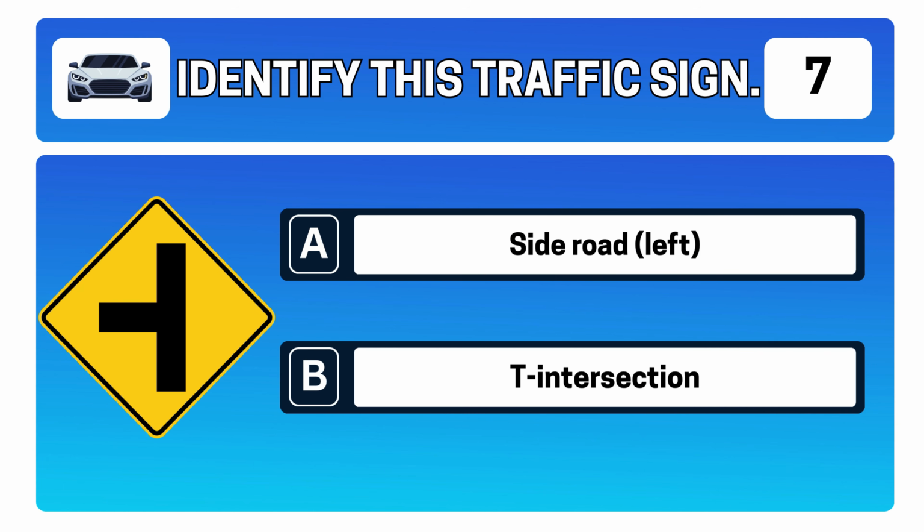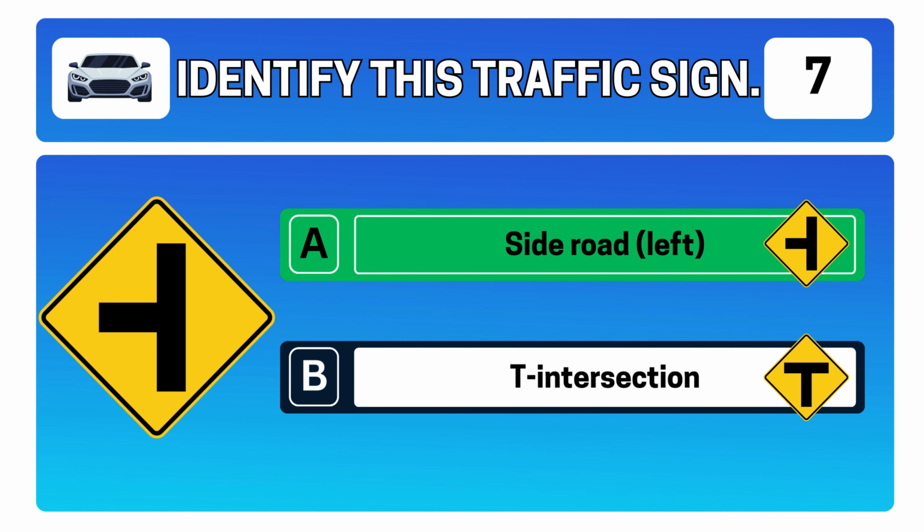Identify this traffic sign. A. Side road, left. B. T intersection. Well spotted. It is the side road left sign.